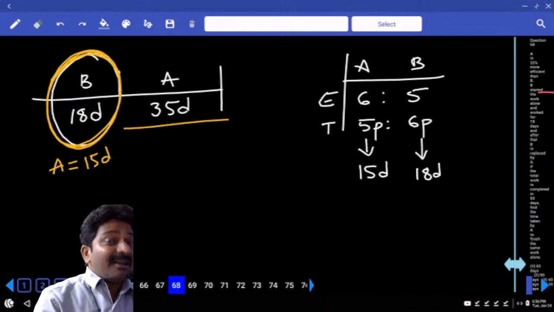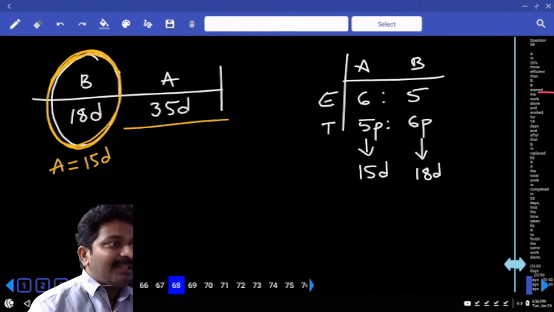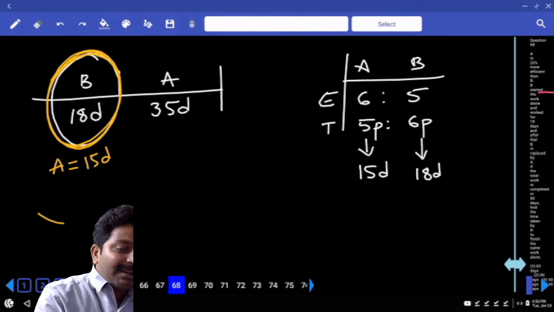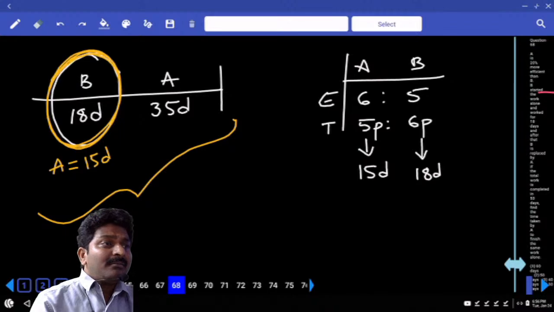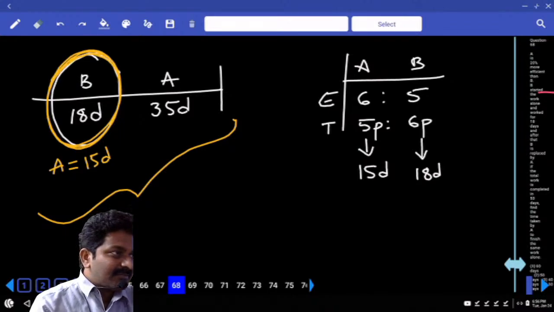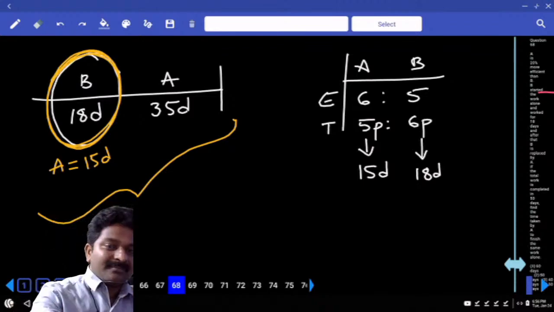And the rest is already done by A only in 35 days. If the total work is done by A, how many days will he take? 50 days. This is logic.